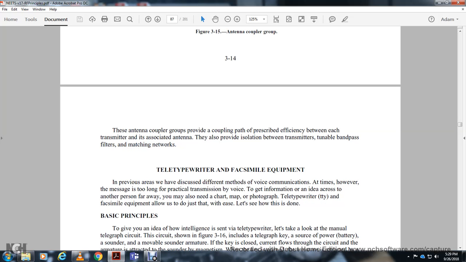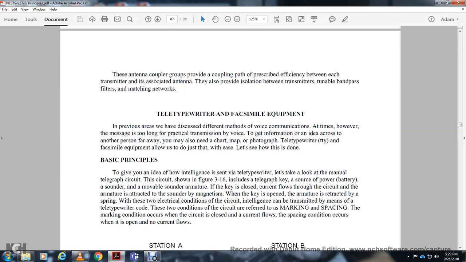Teletypewriter and facsimile equipment. In the previous era, voice communication was the method used, at times with the message too large for practical transmission by voice. To give the information correctly to a person far away, you need a chart, map, or photograph. The teletypewriter and facsimile equipment allows you to do so with ease. Let's see how this is done.